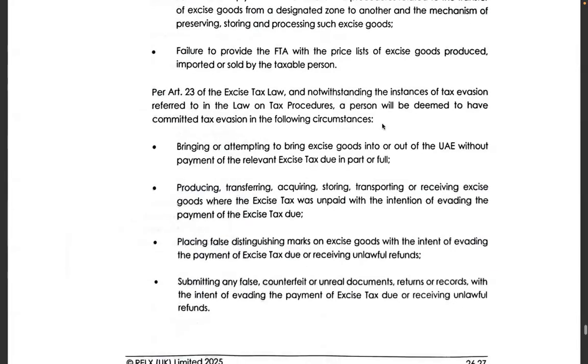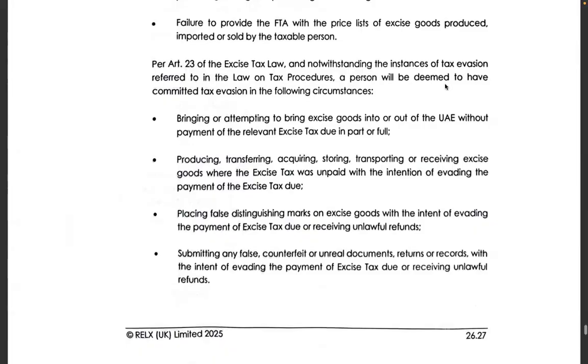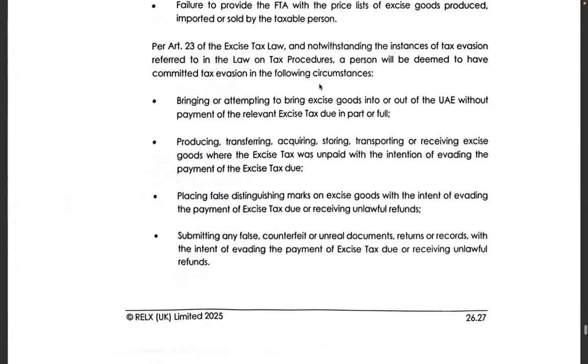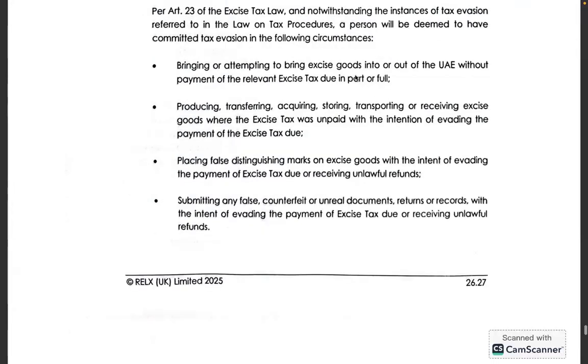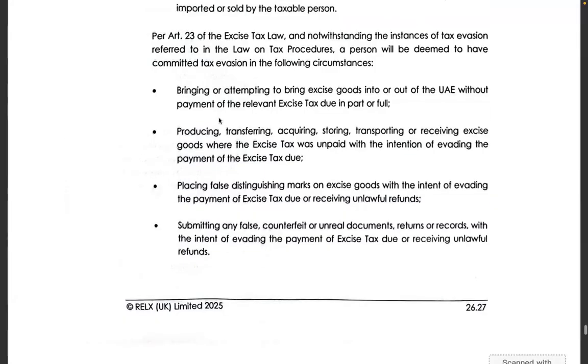As per Article 23 of the excise tax law, and notwithstanding the instances of tax evasion referred to in the law on the tax procedure, a person may be deemed to have committed tax evasion in the following circumstances. So these are very, very sensitive circumstances because these are cases of tax evasion: bringing or attempting to bring excise goods into or out of the UAE without payment of the relevant excise tax due in part or full. So that's a case of tax evasion.